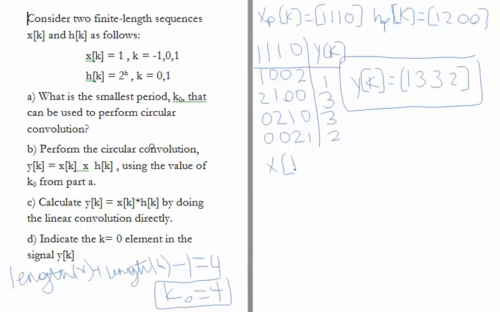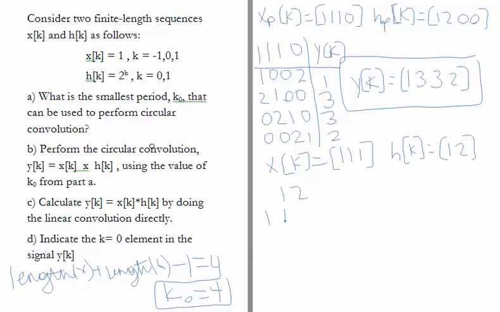Now, in order to check that we have done the circular convolution correctly, part C asks us to calculate y of k by doing linear convolution. So you take each of your functions as they originally were, and you have x of k is equal to 1, 1, 1, and h of k is equal to 1, 2.